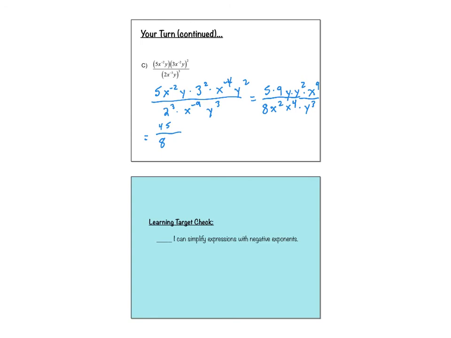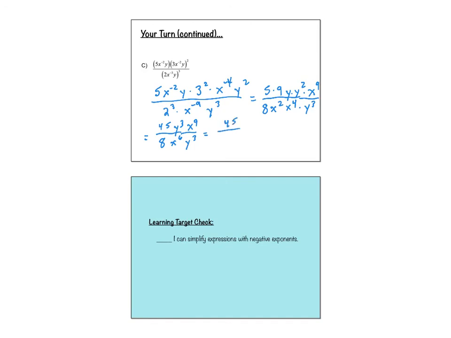In the numerator, y to the first times y to the second is y to the third. I'm going to leave my x to the ninth alone. Down there in the denominator, I combine x to the second times x to the fourth. You're going to add those powers over multiplication, so you get x to the sixth. And I've got a y to the third.